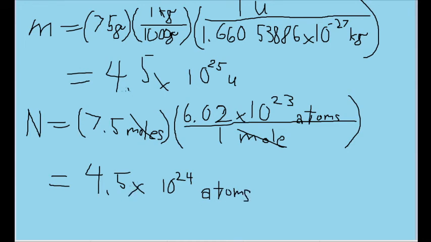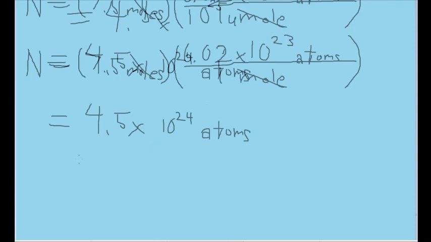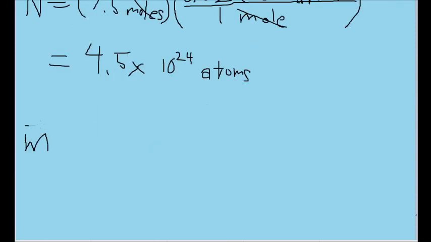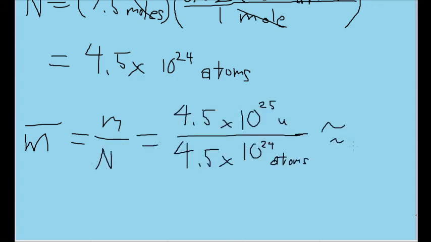And now that we have the mass of the mole and the number of atoms in the mole, we can now find the average mass. So we'll call this m with an overline to indicate that it's an average. And that's going to be equal to the mass divided by the number of atoms. And now we just plug in our values. And we find that the average mass of an atom in this case is about 10 atomic mass units.